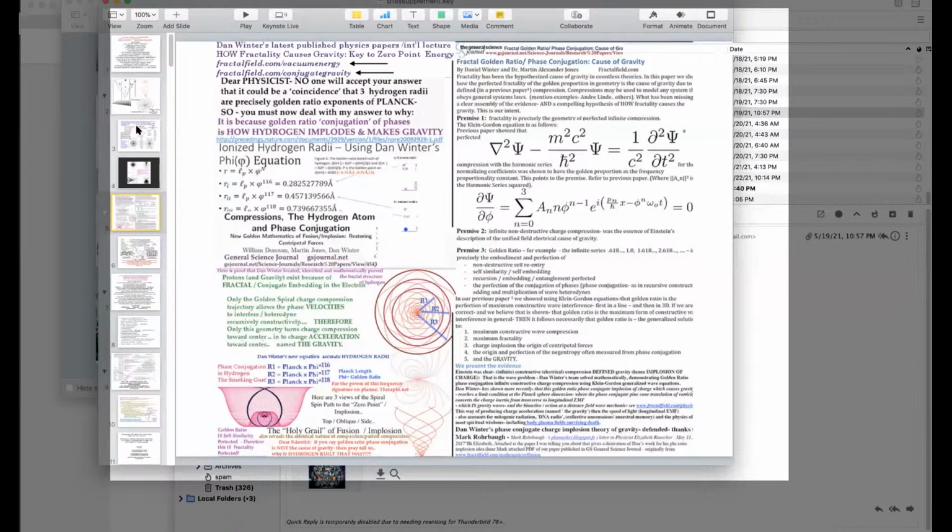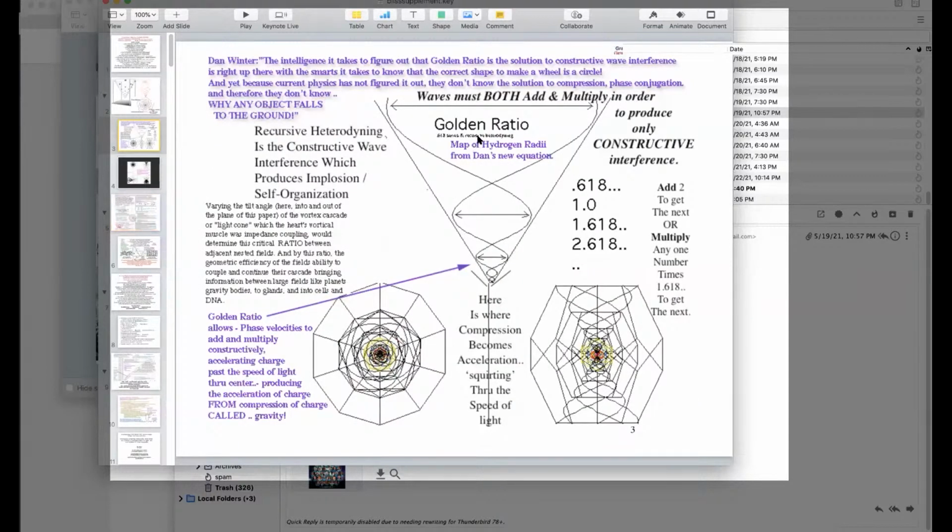Now, for those who would like pictures more than equations, this is another view of what that looks like, down the throat of that perfected, what's called phase conjugate fractal vortex, that series of golden ratio wave interference, which both add and multiply recursively constructively. You solve the problem of recursion, solve the problem of embedding. Perfect embedding is perfect entanglement. That's called phase conjugation or charge implosion. And that produces acceleration of charge from compression of charge. So basically, the donuts are nesting down the throat of a vortex in golden ratio, and they begin to implode.